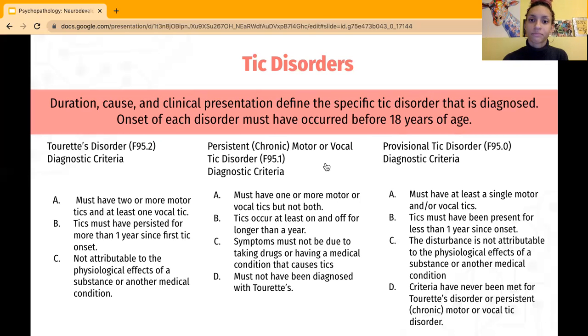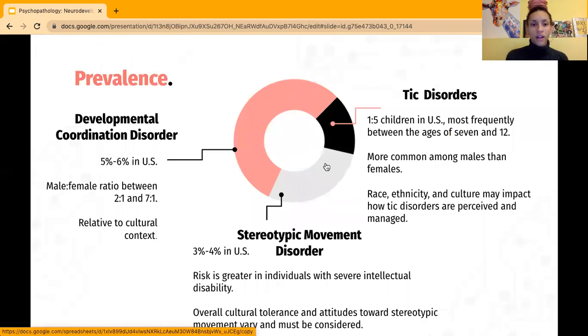So developmental coordination disorder has the highest prevalence in the United States. However, all of the disorders occur across racial, ethnic, and cultural backgrounds. Males are more affected than females in all of the disorders, and developmental coordination disorder occurs across cultures, races, and socioeconomic conditions.